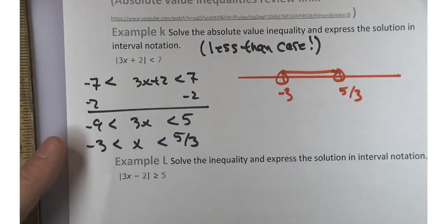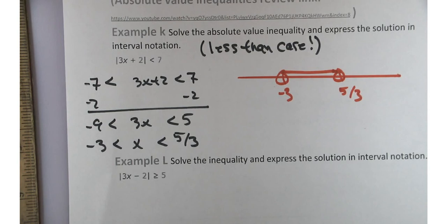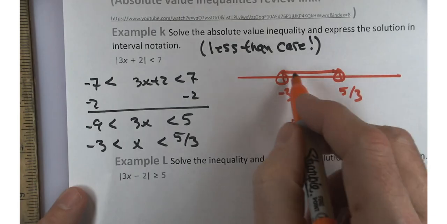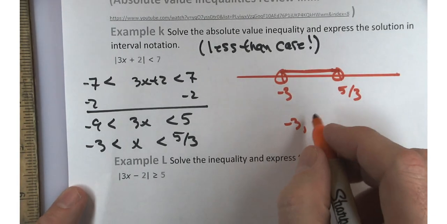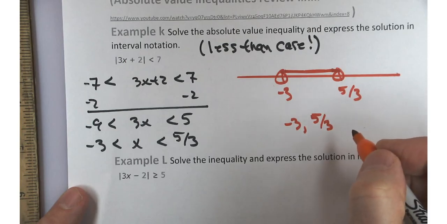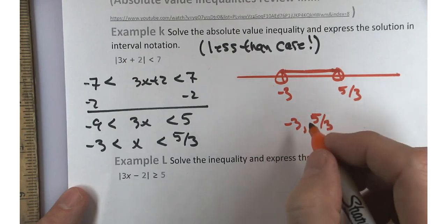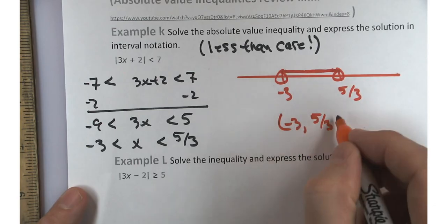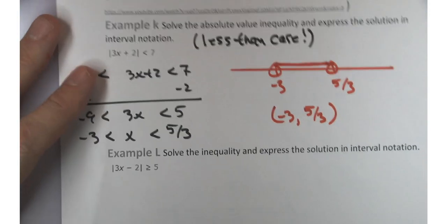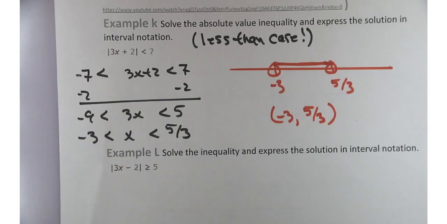What would be the interval notation for that one, Ian? Negative infinity. Negative 3 to 5/3. Brackets or parentheses? Parentheses, yeah, good. Because we're not including the endpoints. Yay. So nice and easy on the absolute value less than case.